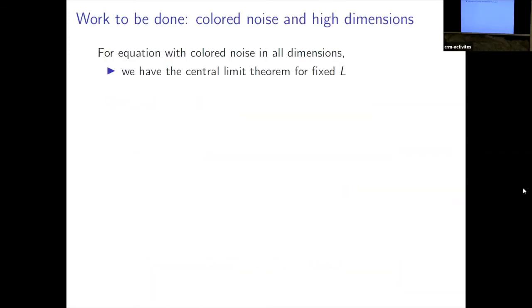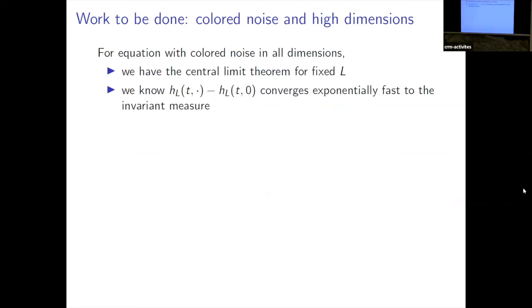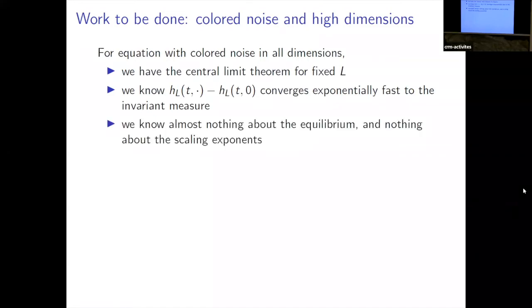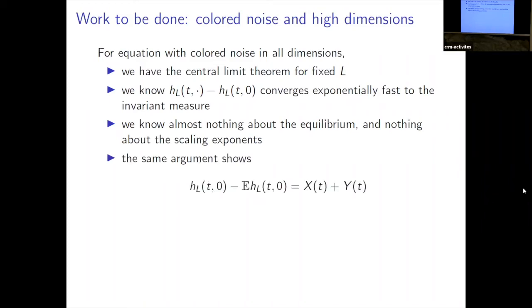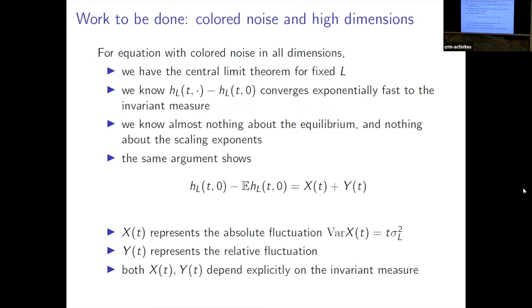This is the forward-facing part, so work to be done. In high dimensions, we have a Gaussian fluctuation for fixed L, for any given torus. We also know that this increment process converges exponentially fast to stationarity. But we know almost nothing about the stationary state in high dimensions and nothing about the exponent. The same argument will give us the same decomposition. X here in some sense represents the absolute fluctuation, and I can compute that. So that's t sigma square. And Y there is related to the relative fluctuation. So our approach will write this X and Y explicitly in terms of the invariant measure.